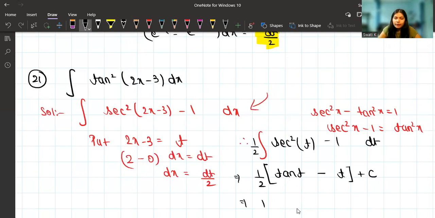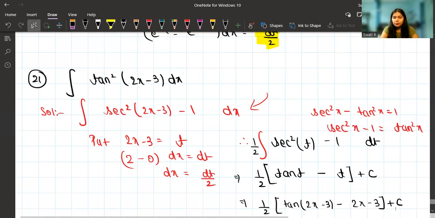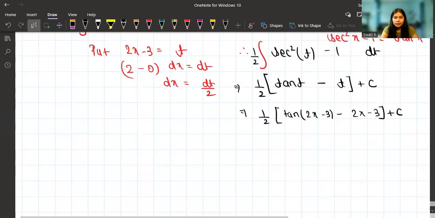Now this will become 1 upon 2 tan t is 2x minus 3, and then minus t is of course 2x minus 3, and then plus c. So this is the answer. If you want to simplify, of course, you can simplify this as well. Okay. All right. So let's move to the next question.